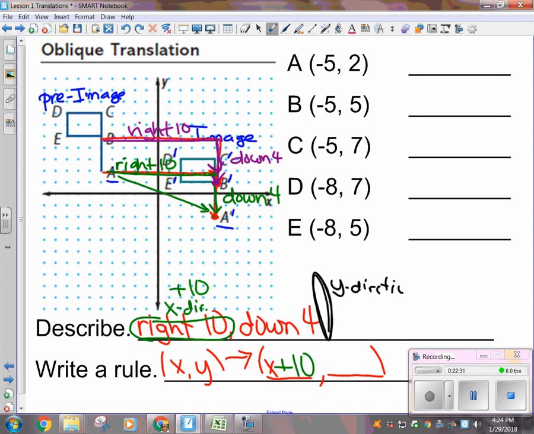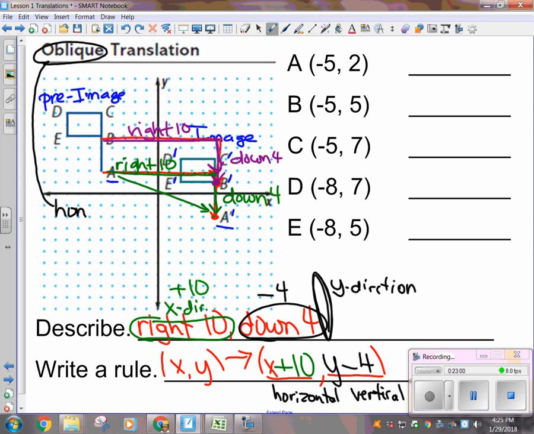And when I say that I go down 4, that's actually not positive 4. That's going to be considered what? Negative 4. So I'm going to go in the y direction, and I'm going to subtract 4. So I have changed my x's. That should be a horizontal. Okay, and this is my vertical, and they both took place at the same time. So that's actually what the word oblique means. It refers to horizontal plus vertical translation at the same time.